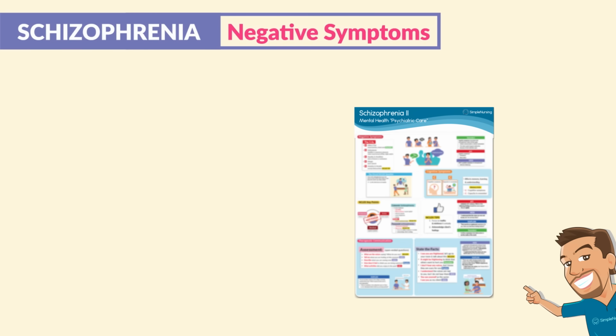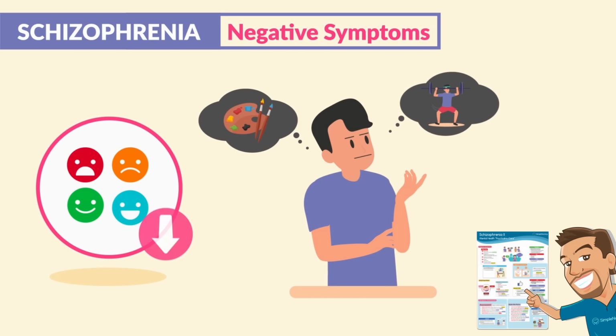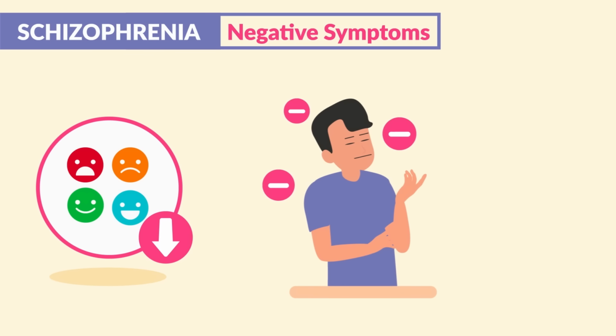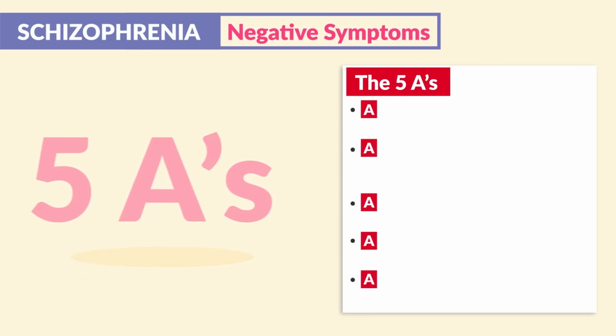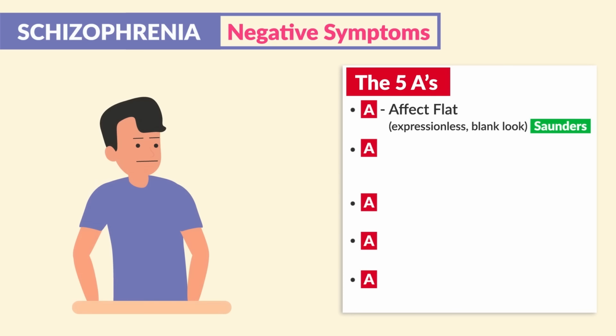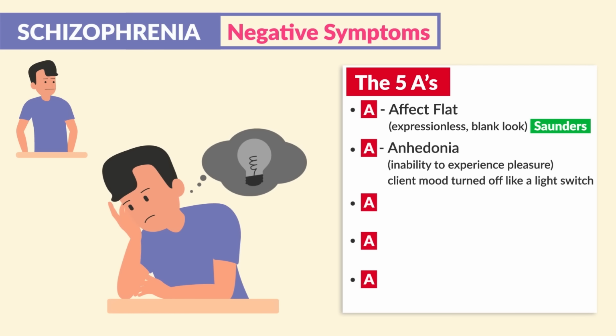Now, switching gears to negative symptoms, we see a decrease in emotions and a loss of interest. Sort of like the client is being turned off like a light switch, or in a negative state with negative symptoms. So just think of the 5 A's for negative symptoms. The first A is for an affect that is flat, that is expressionless, or even a blank look, as Saunders mentions. And the second A is for anhedonia, the inability to experience pleasure. So just think the negative symptom. The client is being turned off like that light switch.